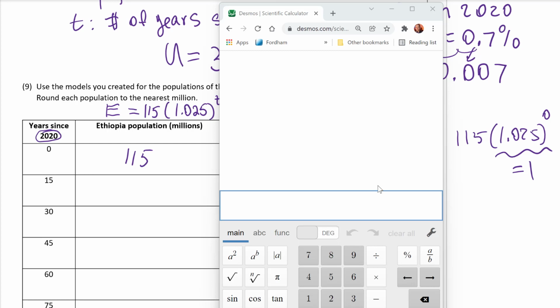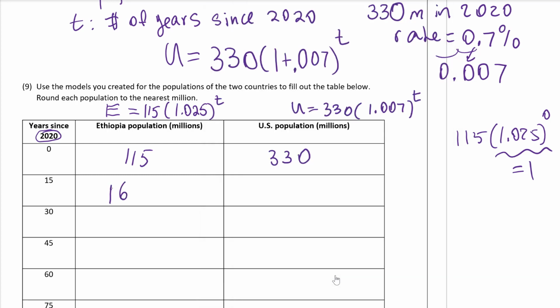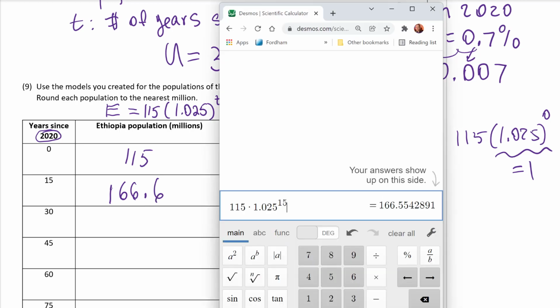All right, let's review. As always, I'm bringing decimals so you can see how to enter the numbers neatly. For Ethiopia, it's 115 times 1.025. You can use parentheses, but you don't have to, since it will follow the order of operations. You put the exponent 15 years. So the population is going to be about, rounded to one place, 166.6. That would be the population of Ethiopia.